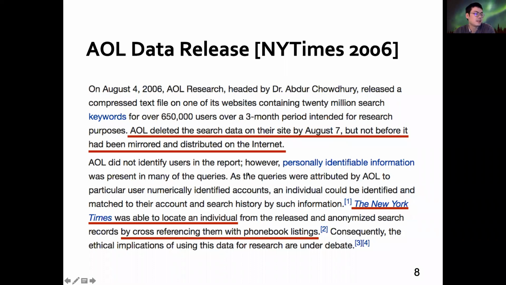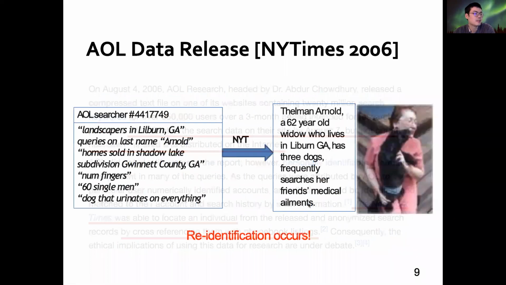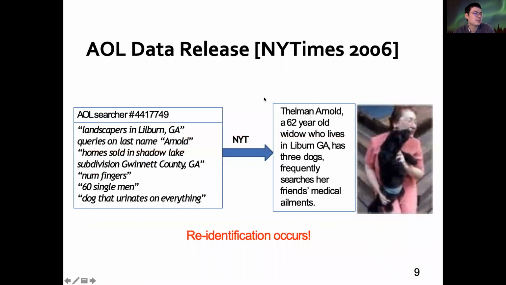Okay, right, and actually, people just want to see whether there is some personal information leak, right? Even the New York Times says they were able to locate an individual by cross-referencing with another table, the phone book listings, which is publicly available. So what happens is this: there's an old lady who lives in, I think, Lebanon, Georgia.